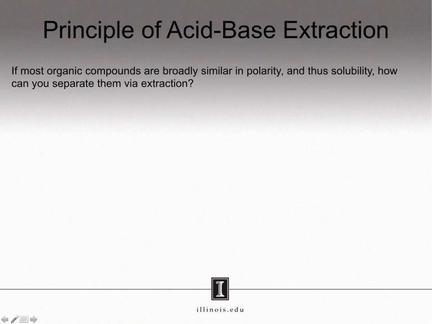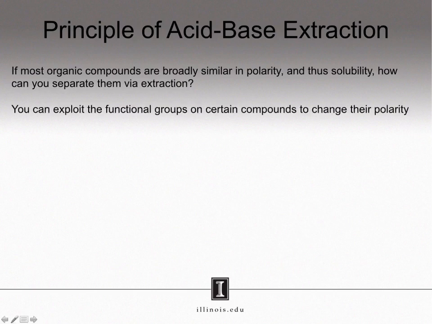Remember, an extraction separates compounds because compounds will prefer to dissolve in one solvent over another. What we can do is we can exploit certain functional groups that may be present on certain compounds to change their polarity. In an acid-base extraction, we will use acids and bases to react with functional groups on molecules to change the polarity of those molecules.